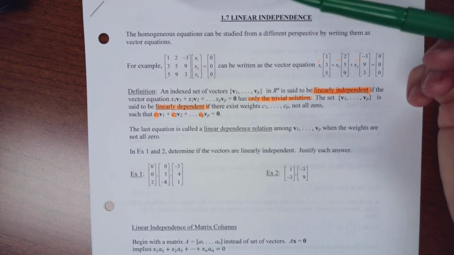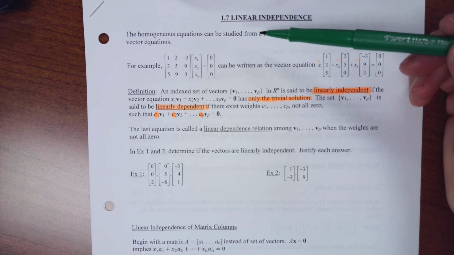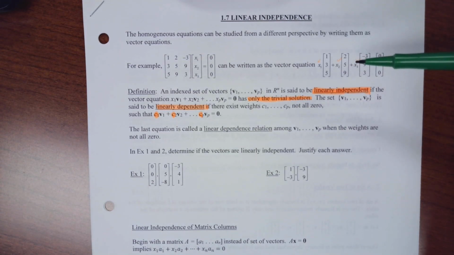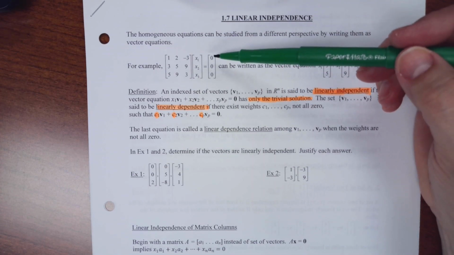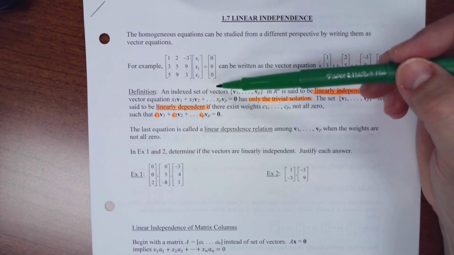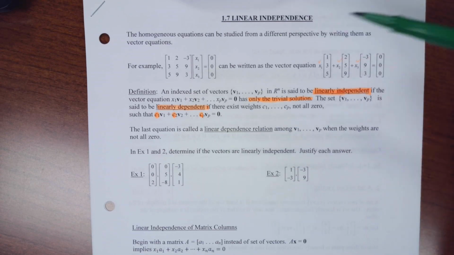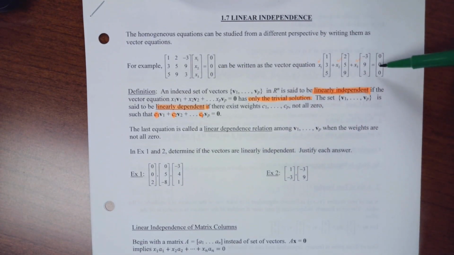So when you have homogeneous equations, you can study them by writing them as vector equations. Remember, homogeneous equations are when you have your system of equations, but they're all equal to 0. And so this can be expanded out to here.